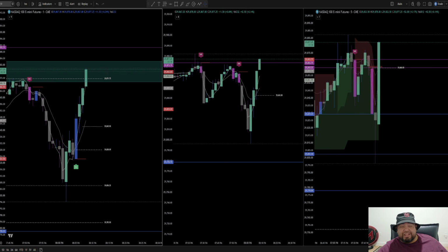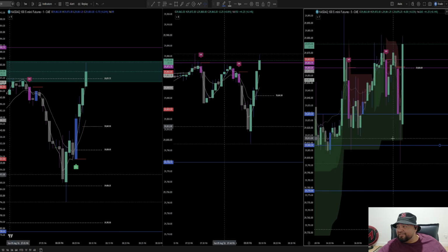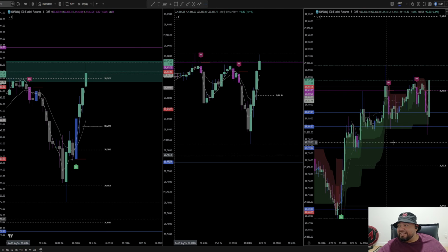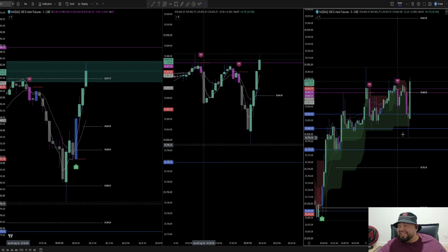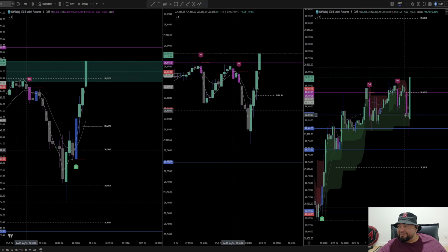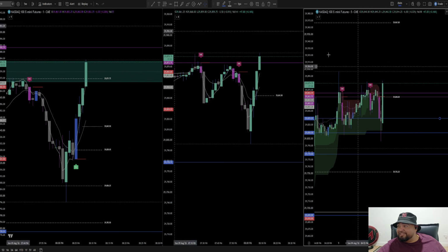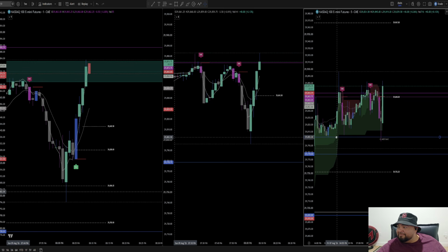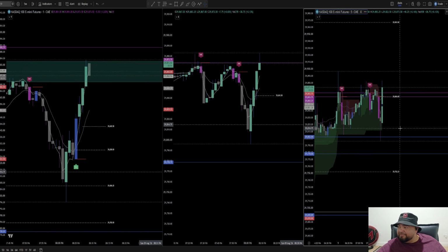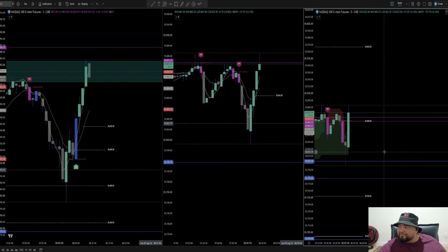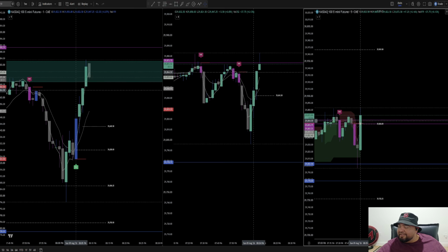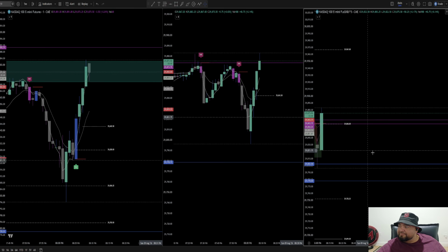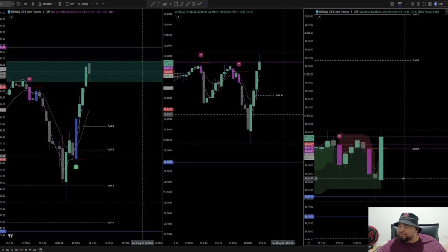It went way deeper than I thought. I didn't think it was going to go this deep. The 5 minute is still in an uptrend though, right? The 5 minute held the green. Did make a lower low though. That wick right here kind of messed up these little swings here, but whatever. This one's broken. This one's gone. This one held. And now we need to see, is it going to break and hold up here on this 5 minute candle closure?